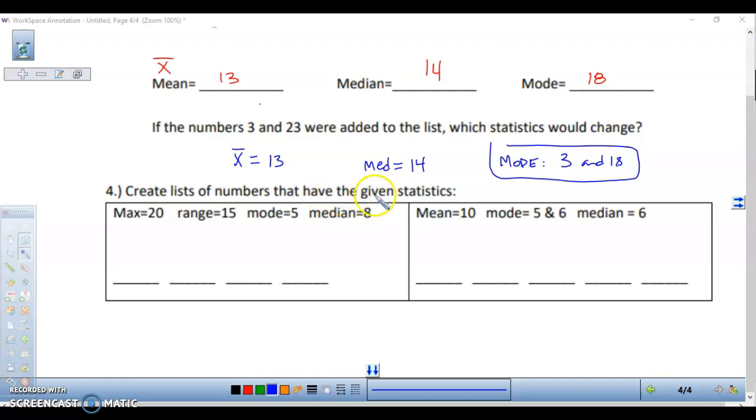Create lists of numbers that have the given characteristics. So the first thing I know, let's see, the median is 8. There's an even number of data, so the average of the middle terms is going to be 8. I know the maximum is 20. That's easy enough. The range is 15, so when I do the biggest minus the smallest, I've got to get 15, which makes the smallest value 5.